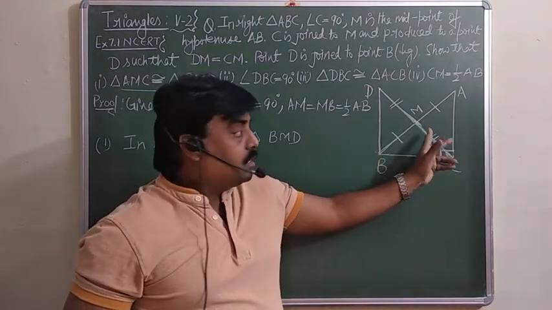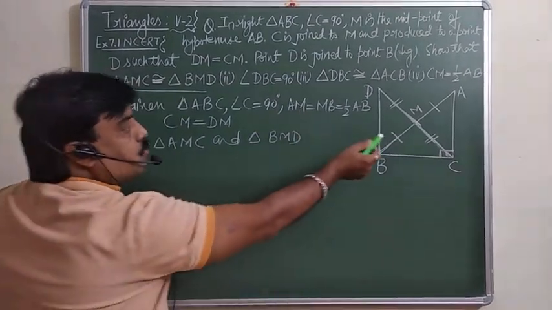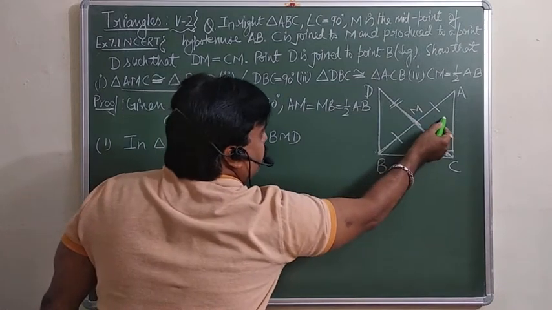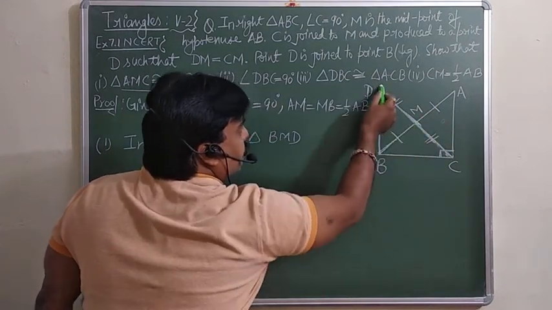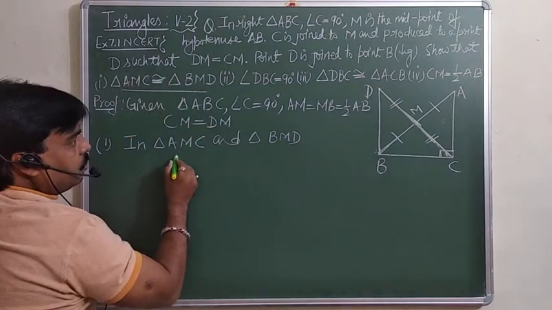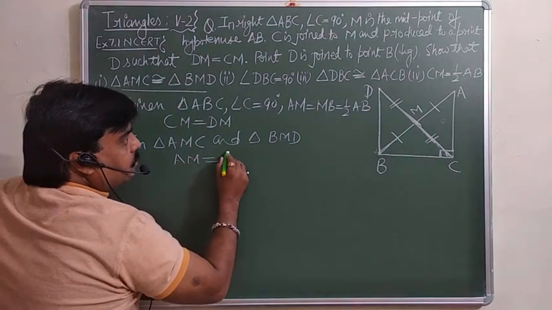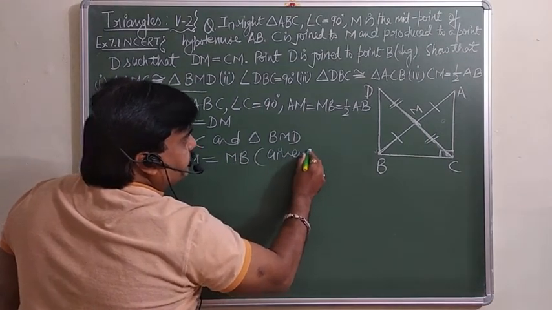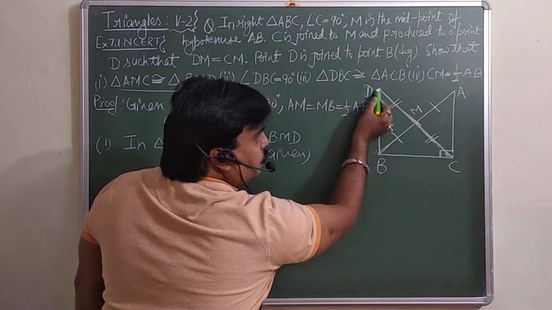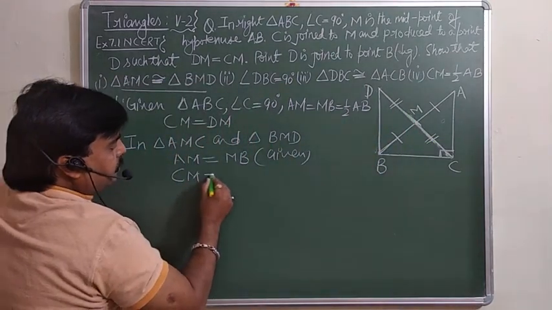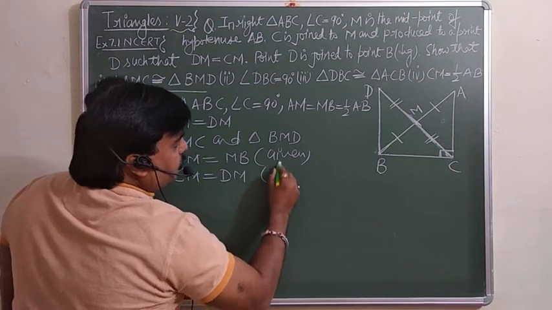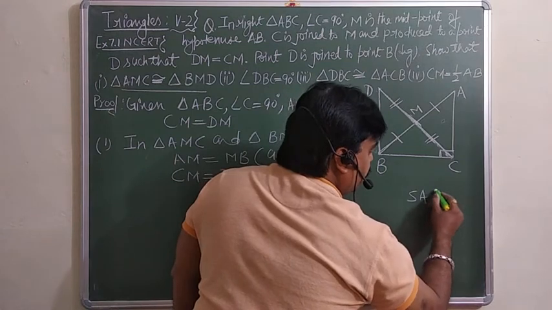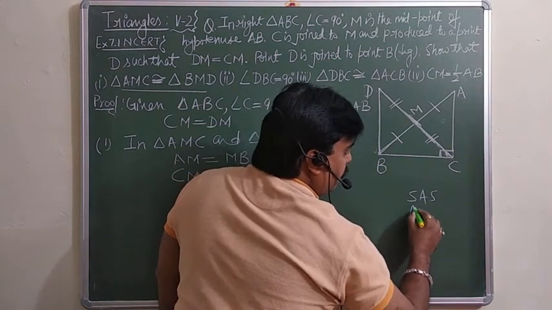See, this we already discussed. Only one thing we will search. See, what is given here: AM is equal to BM. AM is the side of triangle AMC and BM is the side of triangle BMD. So this is already given, AM is equal to MB. Similarly, CM is equal to DM is also given. So the property we already studied, SAS or ASA.